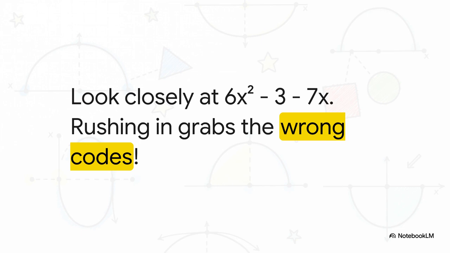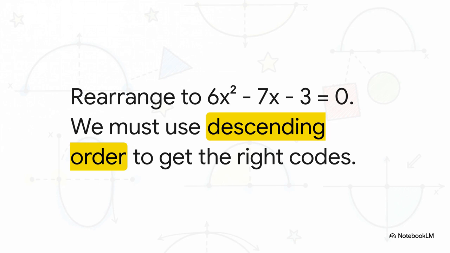If you just rush in, you might think a is 6, b is -3, and c is -7. But pause for a second and ask yourself, what looks totally wrong with this picture? Aha! There's the fix. The equation was completely out of order. We literally have to rearrange it to 6x squared minus 7x minus 3 equals 0. If we don't put those variables in descending order of their power, squared, then linear, then the constant, we end up grabbing the completely wrong cheat codes, and our entire investigation just completely falls apart.